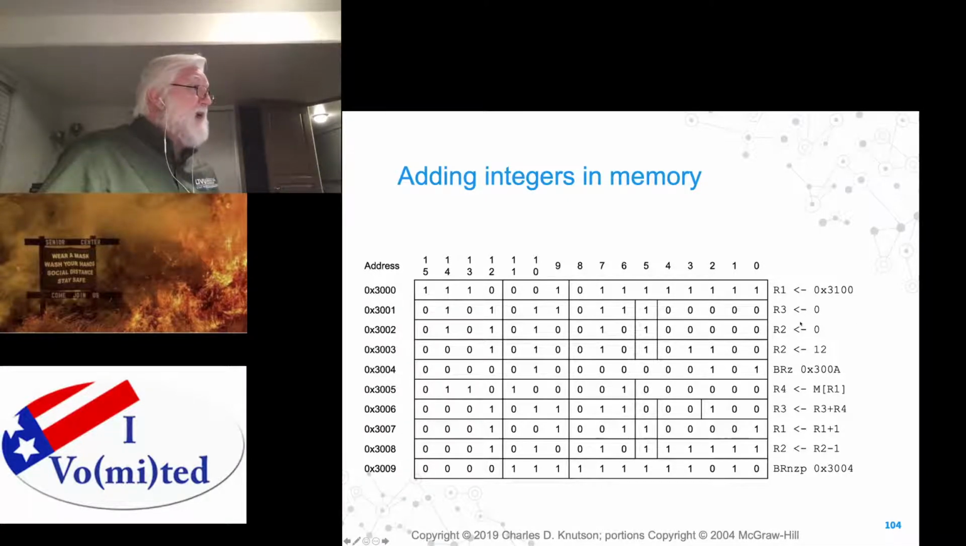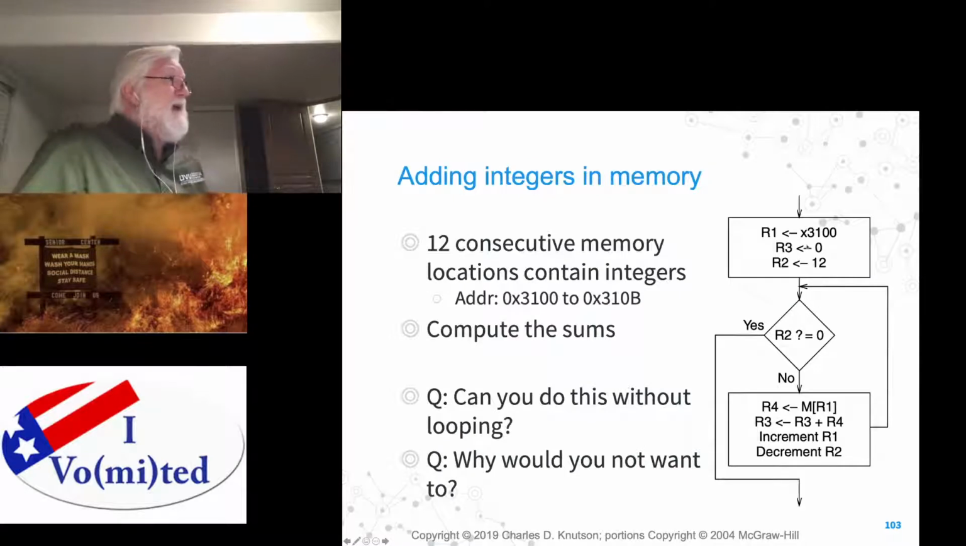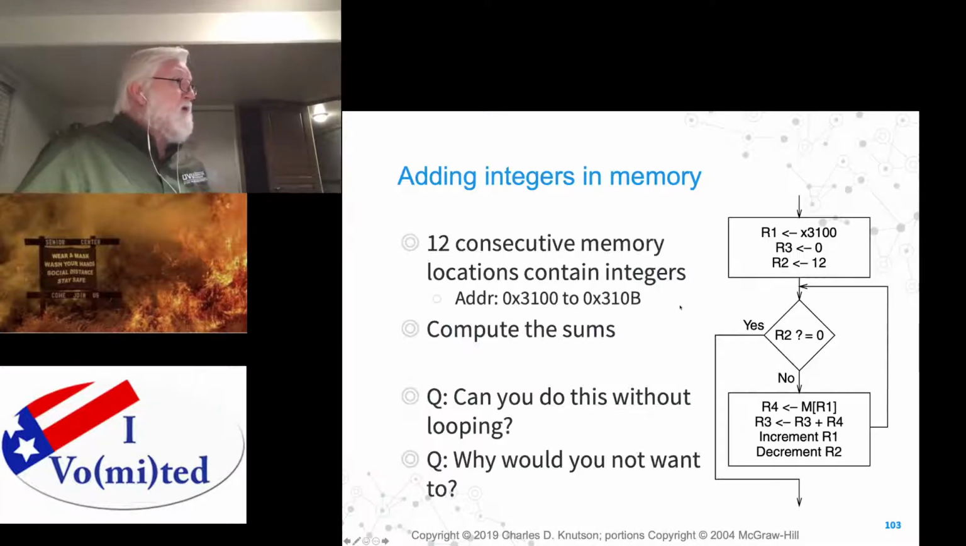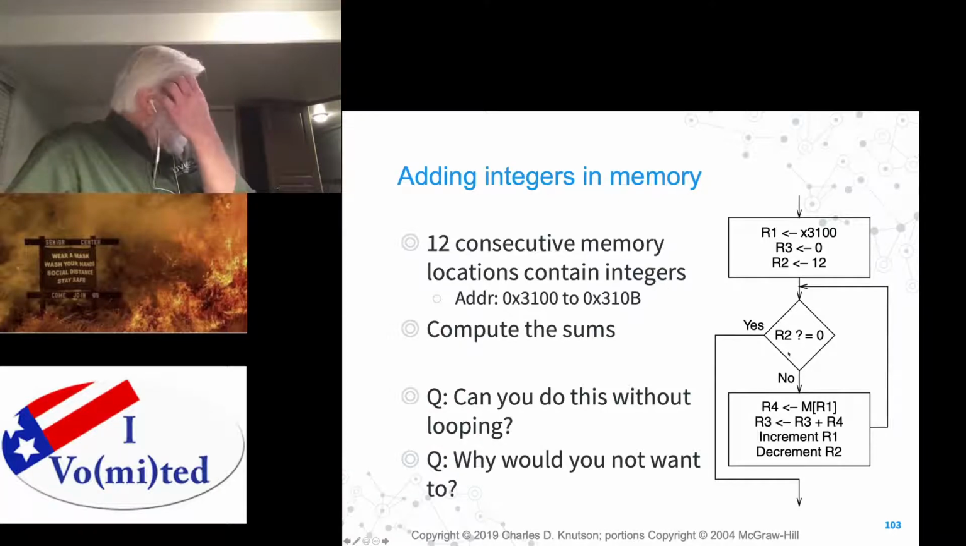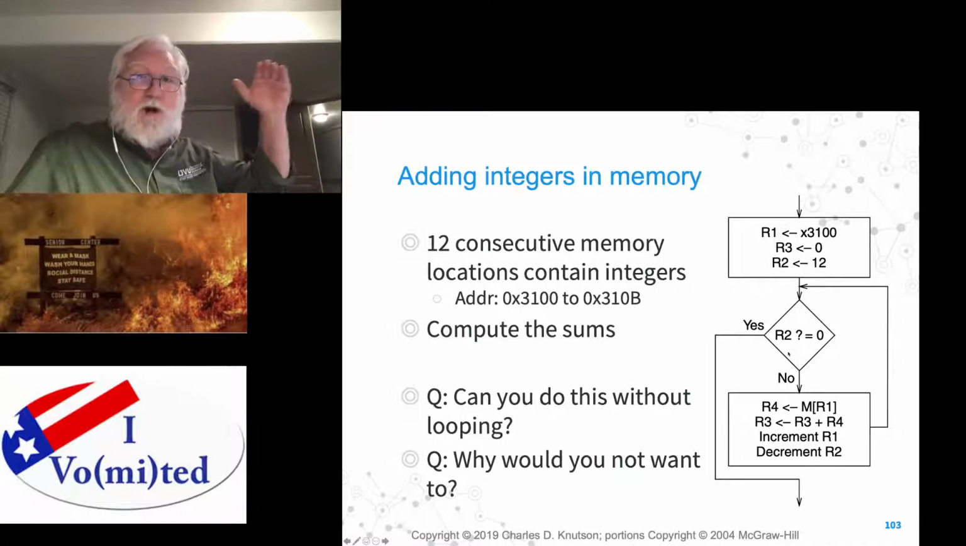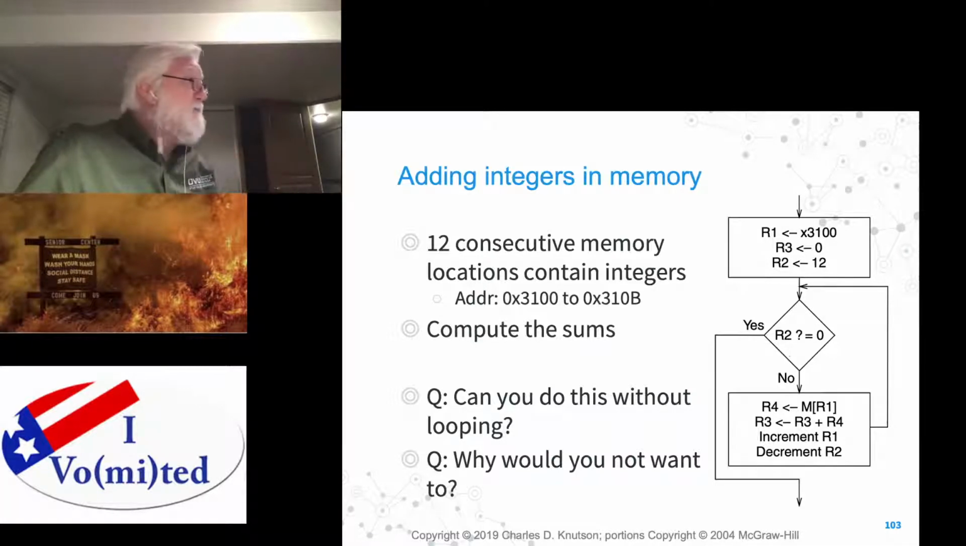If we go back, that's just this part right here. Okay? Get 3100, right? Because those are the spots we're looking at. Get that into register 1, clear register 3, and get a 12 into register 2. That's all we did there. What we're going to do now is ask a question. Are we done? And R2 is our counter. It's going to go from 12 down to 0. When it gets to 0, we're done.